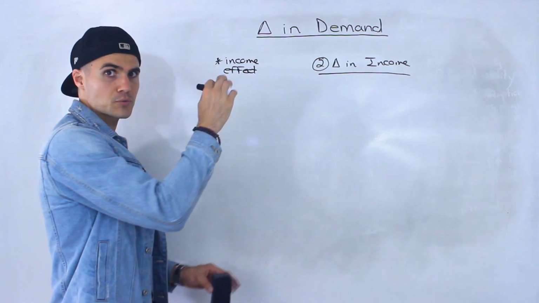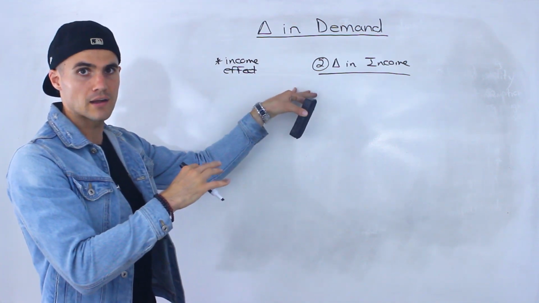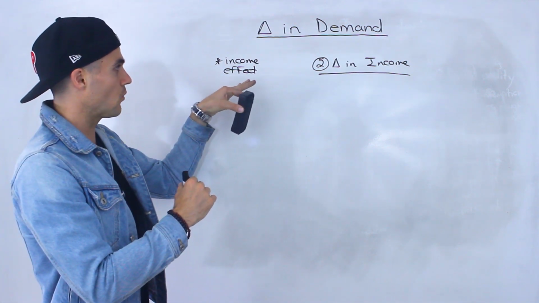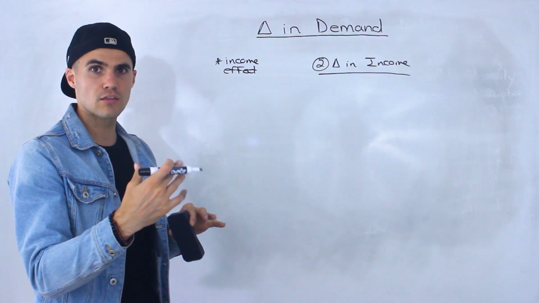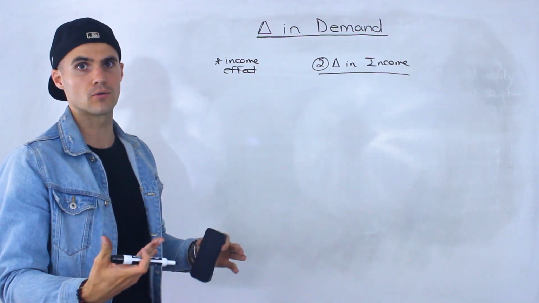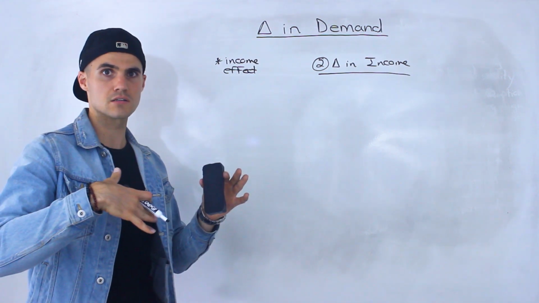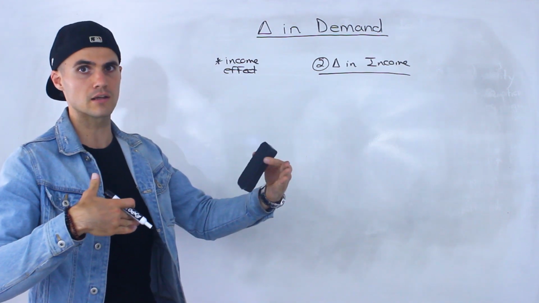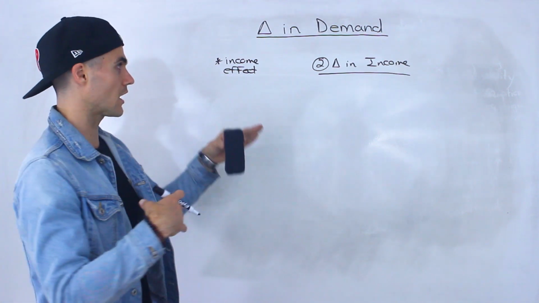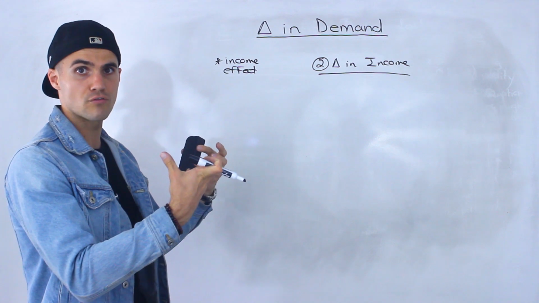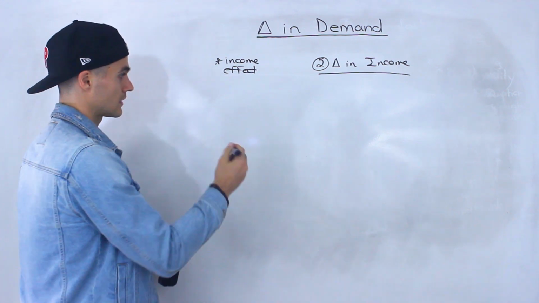Okay, the income effect was under change in quantity demanded, and it was a way to explain the law of demand, of why it comes about, of why when you decrease a price, the quantity demanded goes up, because the purchasing power of that limited income is going to go up.